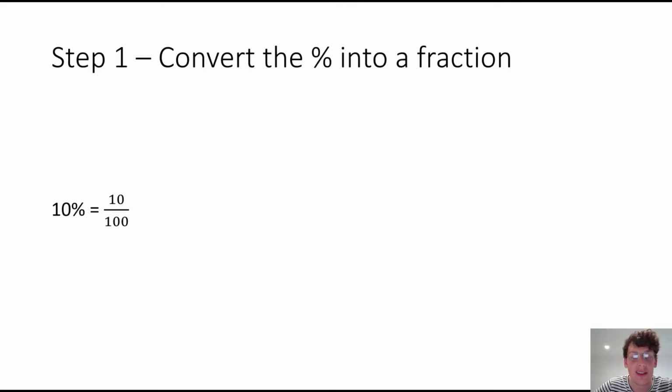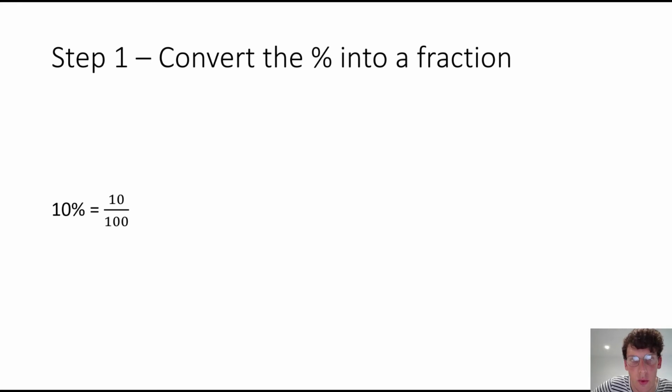I'm going to go through a step-by-step guide now of how to do that. The first thing we need to do is convert the percentage into a fraction. Remember, the reason we're doing this is because we cannot multiply our percentage straight away by the total amount. We can't just do 10 times 20. So we're going to convert the percentage into a fraction. We did this yesterday: 10% is the same as 10 over 100.